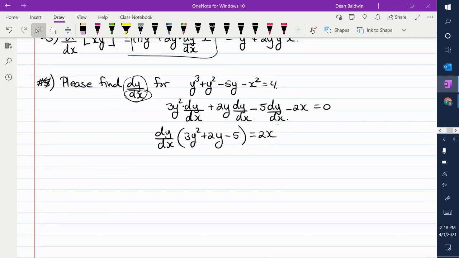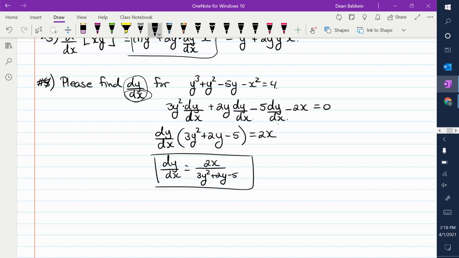And then what's the last step? Divide off everything in the brackets. So you get dy/dx is equal to 2x over 3y squared plus 2y minus 5. And that is your derivative. Okay, is that okay? All right, I'm gonna do one more.